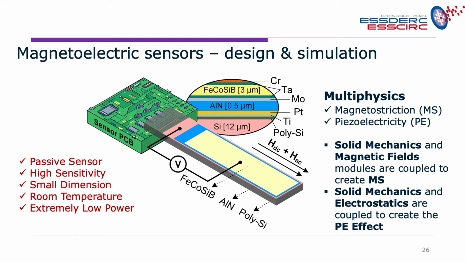We use aluminum nitride for the piezoelectric layer and iron cobalt SiB for the magnetostrictive layer. The benefits of such sensors are, first of all, they are passive sensors. They offer a very high sensitivity with small dimensions at room temperature, and they are extremely low power.